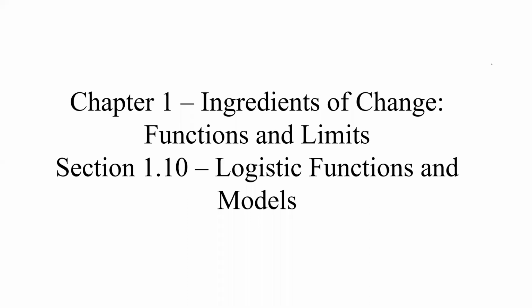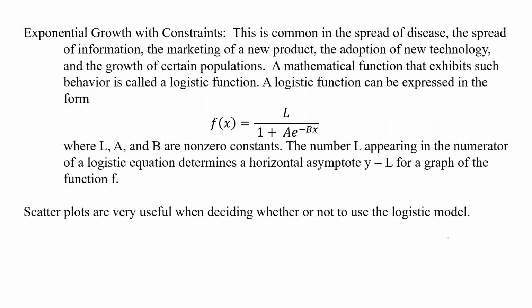All right, here we're on chapter 1, ingredients of change, functions and limits. So this is section 1.10, logistic functions and models. Exponential growth with constraints is kind of what this is going to be called. And this is common in the spread of disease, the spread of information, the marketing of a new product, the adoption of new technology, growth of certain populations.